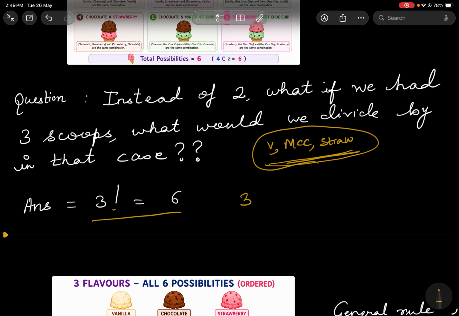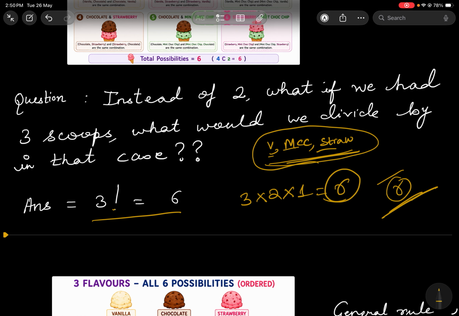The answer is 3 into 2 into 1, which is 6. There are 6 ways in which vanilla, mint choco chip and strawberry can be ordered. These 3 flavors remain the same, they're just ordered in different ways. And if the 3 flavors are the same, I just want that to be 1 case, not 6 different cases. So I will divide by 6.